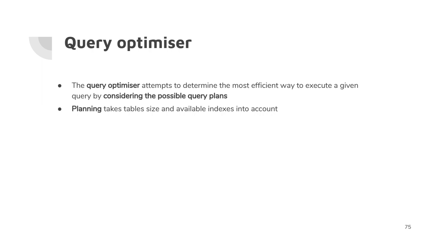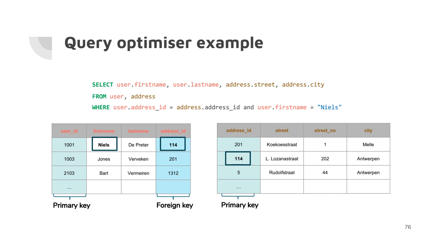The query optimizer determines the most efficient way to execute a query, and it considers multiple query plans. There are often different ways to get an answer to your query, and the query optimizer tries to select the most efficient way to get your data. It takes the available indexes into account. Obviously, if you can use an index, that's far more efficient. It also takes the sizes of each table into account. So that's an example, here.